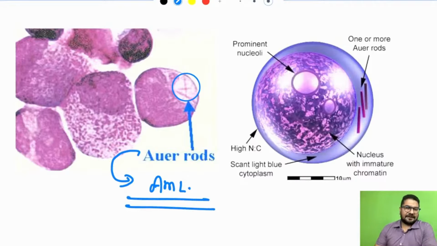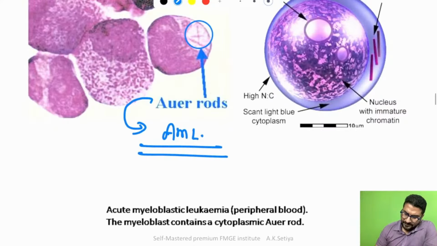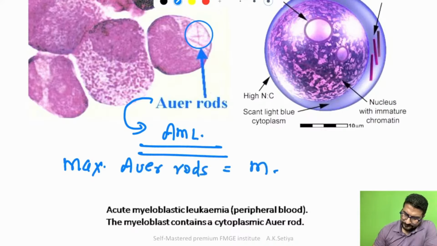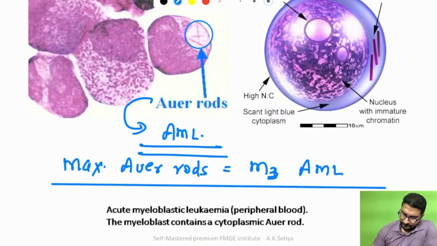AML has many types, from M0 to M1, M2, M3, M4, M5, M6, M7. So maximum Auer rods you will see where? In M3 AML. So M3 will have maximum Auer rods. Done?